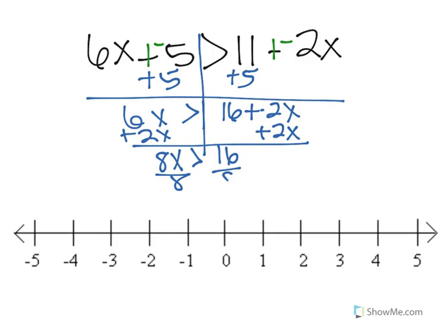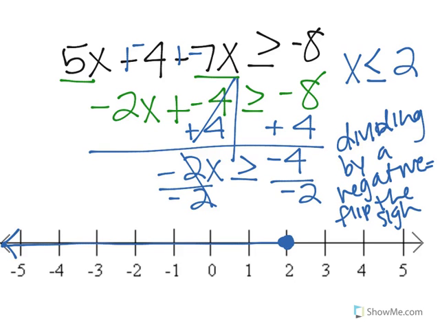Divide by 8. Divide by 8. X is greater than 2. So that's an open circle, and it's everything that is greater than 2. That one did not have a negative, so that is why we didn't have to flip the sign. It's only when you divide right here by negative. So if we go back and look, see we divided by negative 2, so that's why the sign has to flip.